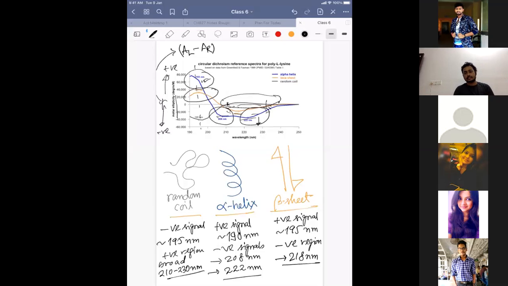So with these particular signatures, you can find out whether you have an alpha helix or beta sheet in the system. Okay. Anybody have any query up to here?